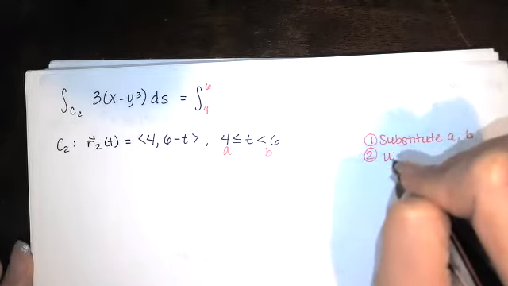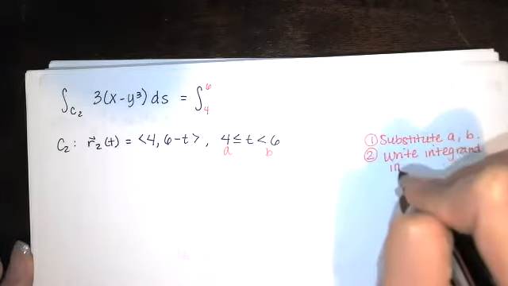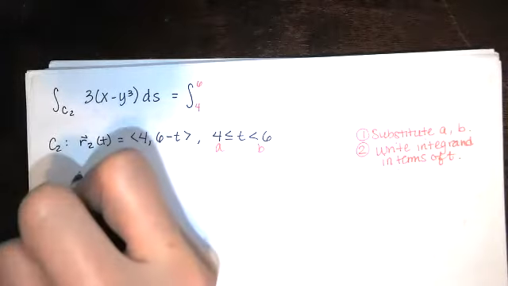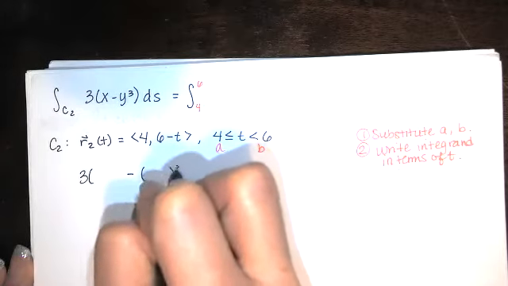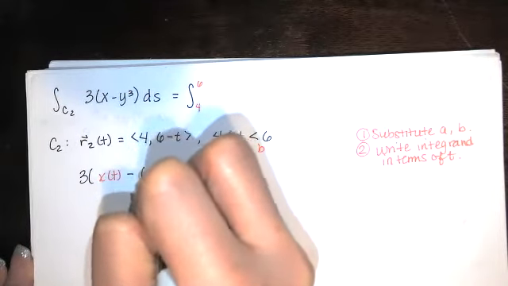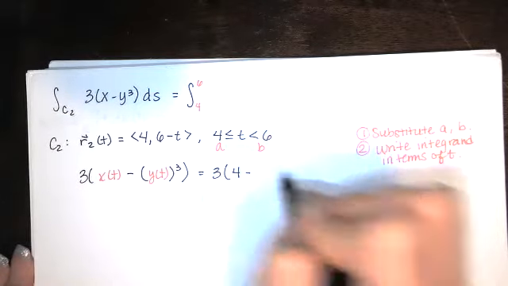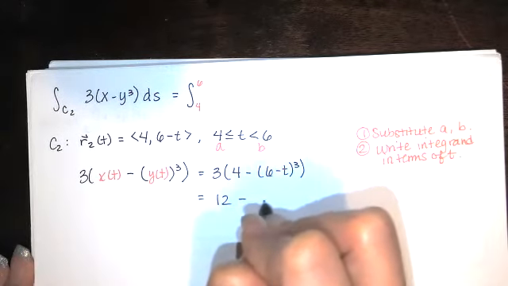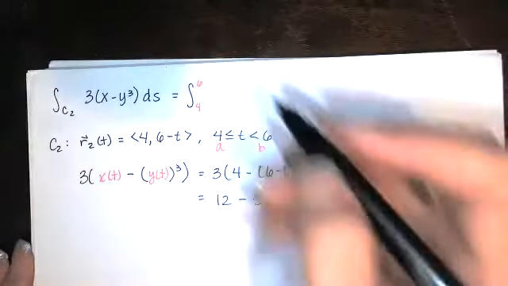And then we write our integrand in terms of t. Well, the integrand is just 3 times (x of t minus y of t cubed). And if we're on this curve, x is equal to 4 and y is equal to 6 minus t. So you could distribute the 3 if you wanted to. Not too bad. So that is our new integrand.